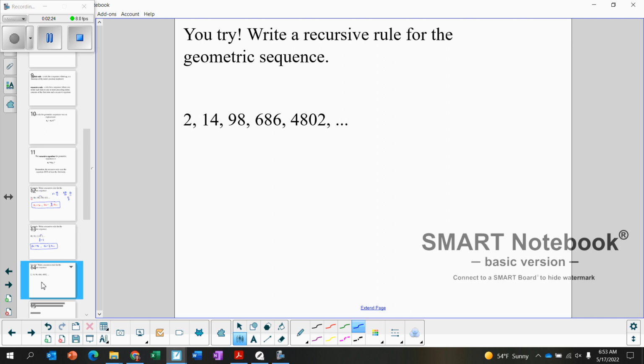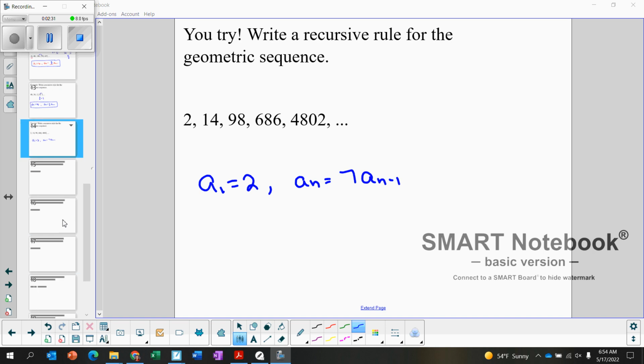So go ahead, try the next one. You could pause it and then check your answer. All right, go ahead, check your answer here. A sub 1 equals 2, and a sub n equals 7 times a sub n minus 1.